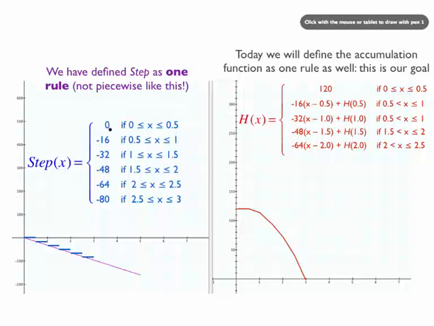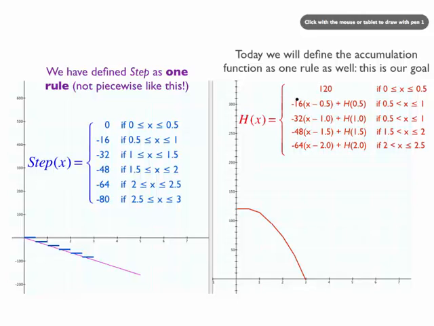Okay? And then last time in class, we defined step as one rule, and we're going to review that again today. So rather than have to write out each individual rate separately, we want to write step x in one formula. And we've done that, and we'll review it. So hopefully many of you already know what that is. Okay, so that's our approximating or pretend rate function from which we build the accumulation function, right?